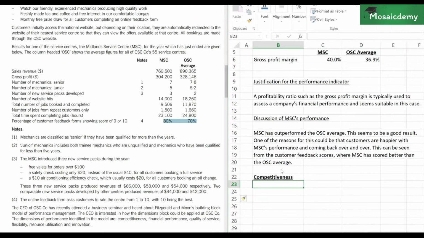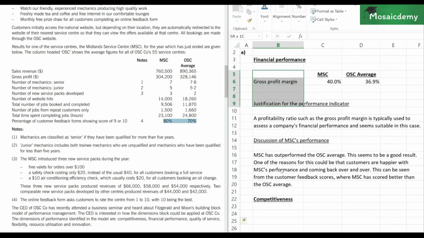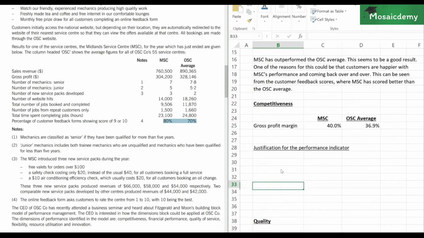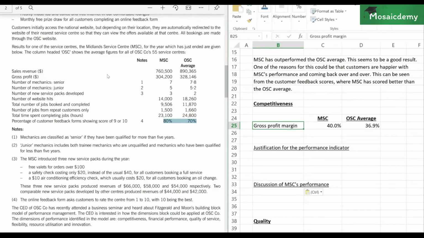Let's just copy our formats from here so that we don't have to repeat all of that. So we'll need the justification and we'll need a discussion of MSc's performance. Okay. So competitiveness, what can we use to analyze the competitiveness? Competitiveness meaning how well you stack up against competitors. What do you have that makes customers prefer you over competitors, and are customers actually preferring you over competitors? So there's some typical ones they use in the exam. Let's just read through the ones that they've given us.